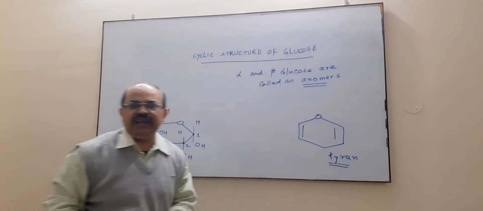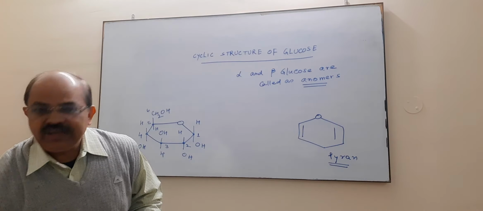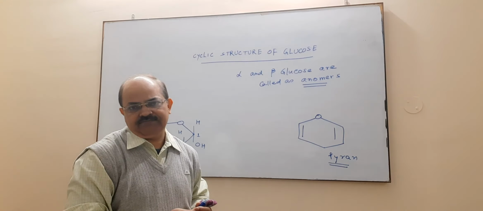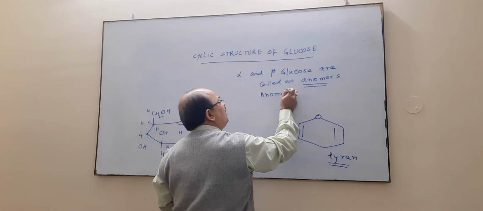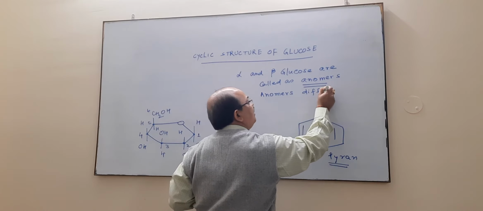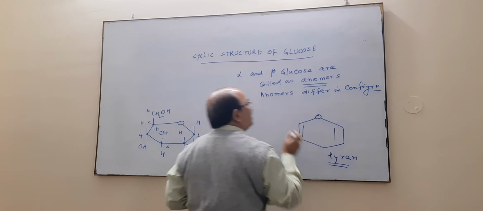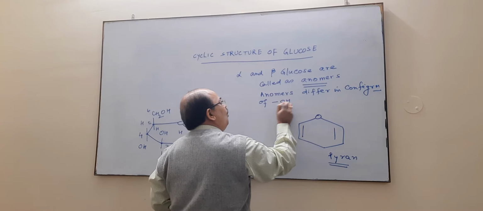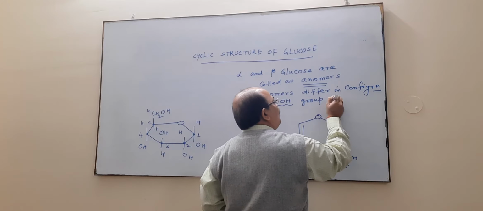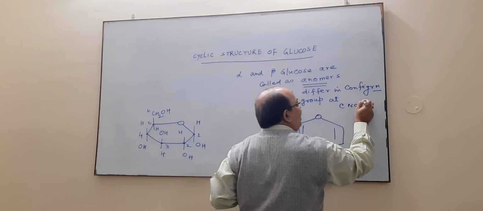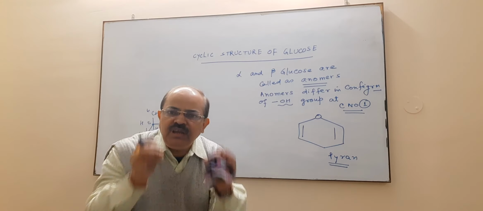Now the question is, what are anomers? Anomers differ in configuration of the OH group at carbon number 1. Carbon number 1 is actually also called the anomeric carbon.